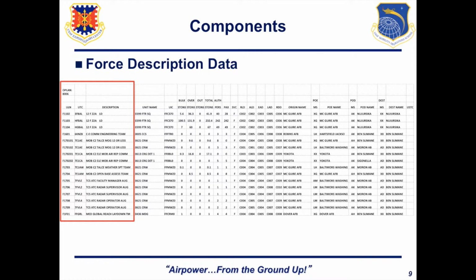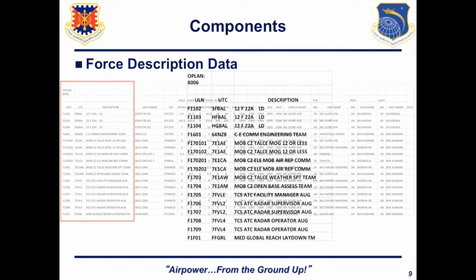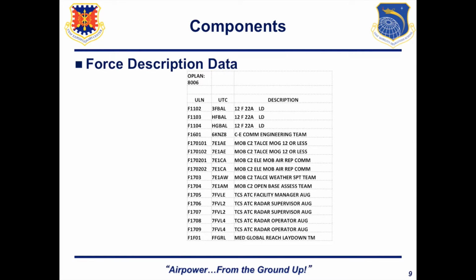Now let's look at the major components of a TPFD listed in 10401. We'll begin with the force description data. What is force description data? Well, it's anything that identifies that line, that capability. If you look at the first line, UTC 3FBAL, that's identified as a 12-ship F-22 Alpha lead package. Tells what that capability is. You can look through the rest of that information there. 7 Echo 1 Alpha Mike is a Mobility C2 Open the Base assessment team. This tells what that force description is, what that capability is.